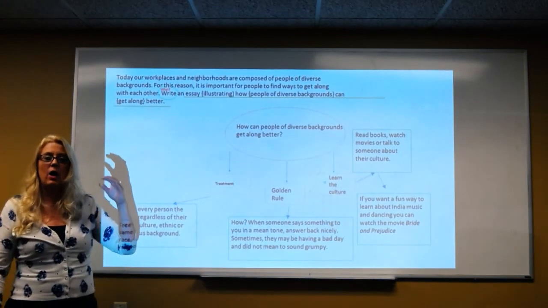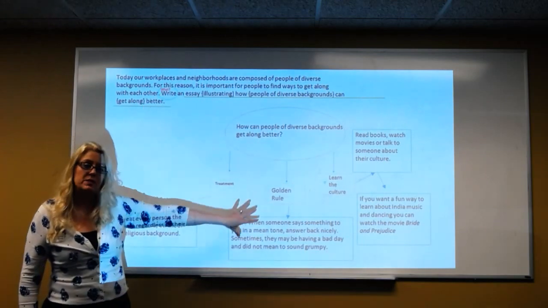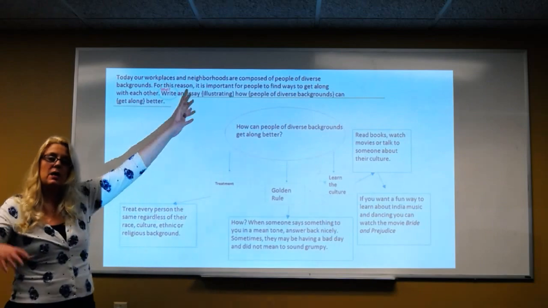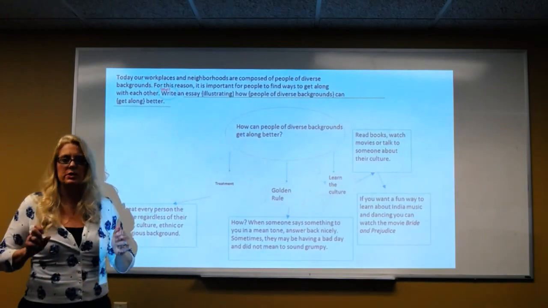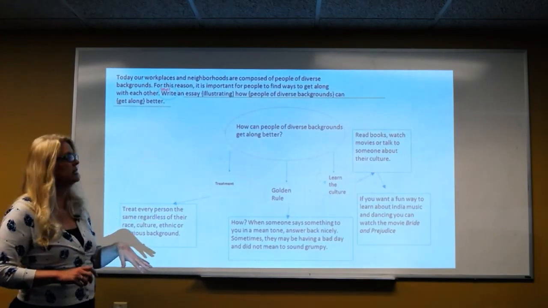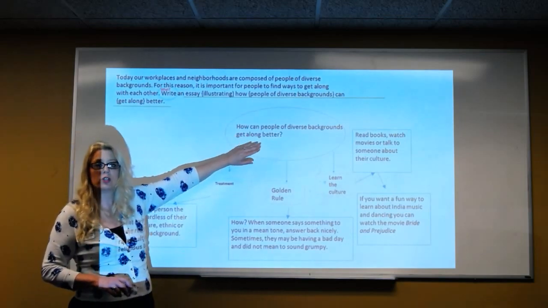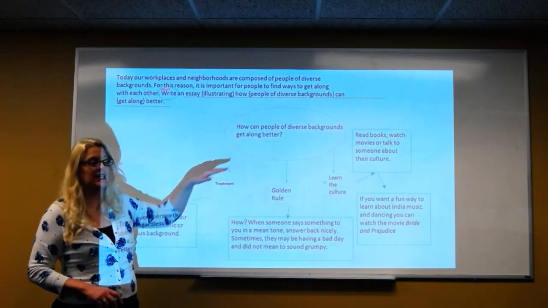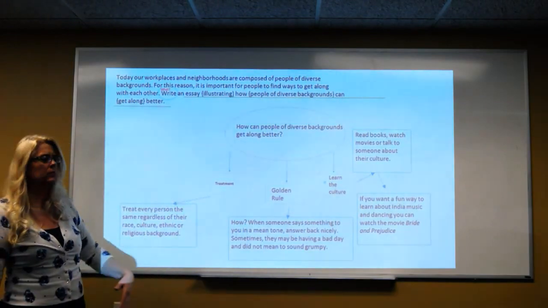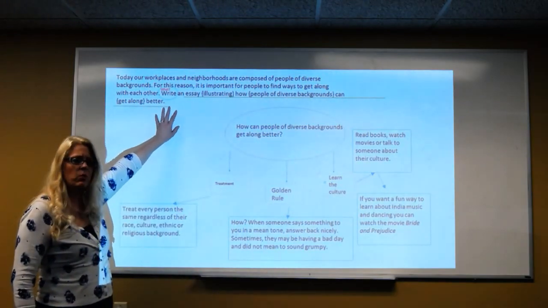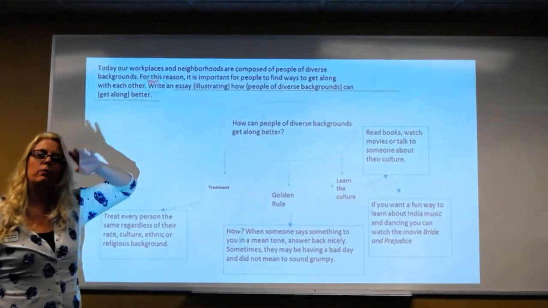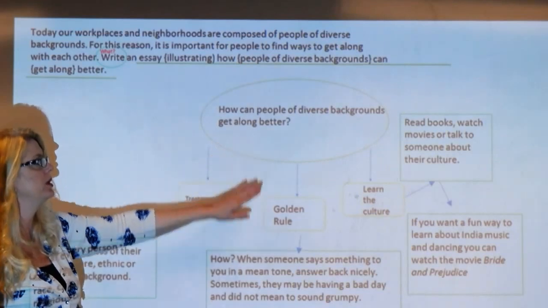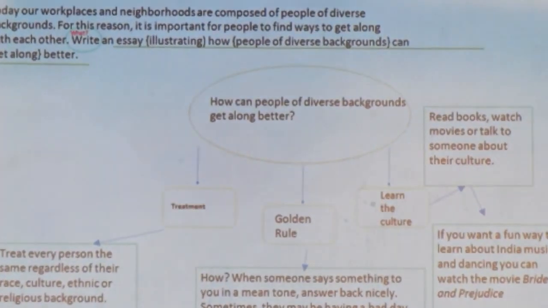So let's see how cubing the prompt helps me in building my graphic organizer. When you cube your prompt, make a graphic organizer and build your skeleton. Your skeleton is 1, your major summarization of what they want from you. This summarization is the topic of your paper. So I asked myself, what are they wanting from me here? And I reworded it in my own words. They want to know how people of diverse backgrounds can get along better.